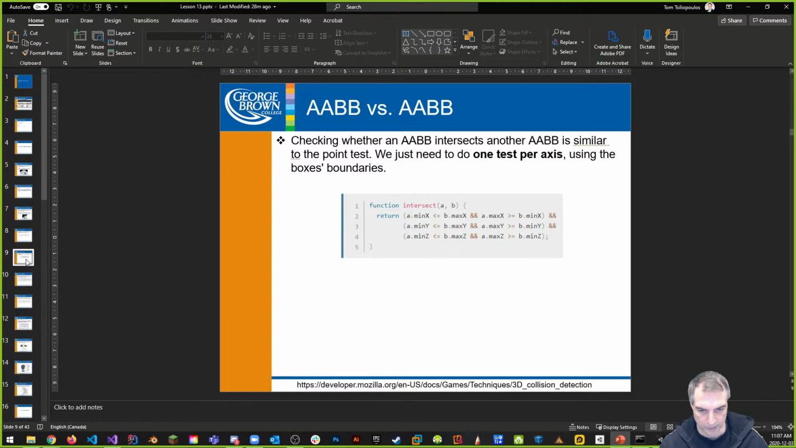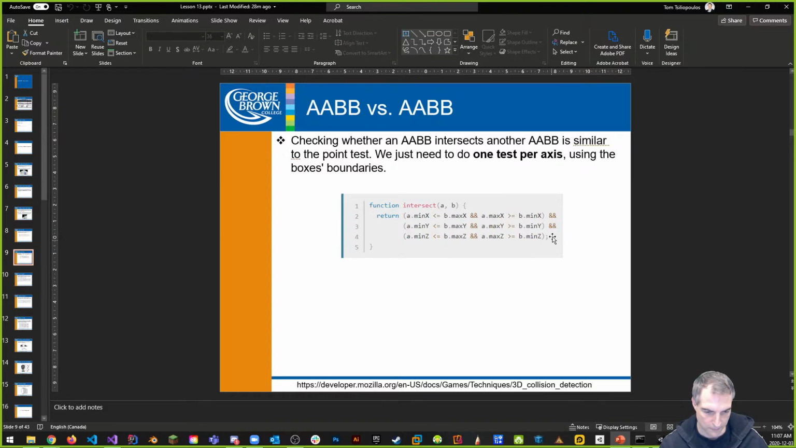The other point we talked about last time was AABB versus AABB. We're going to do this today. One of the things we're going to try and do today is at least get some kind of collision detection going in Unity. All right, so we're going to try and do this where we have minimum and maximums. So again, extents of the box.